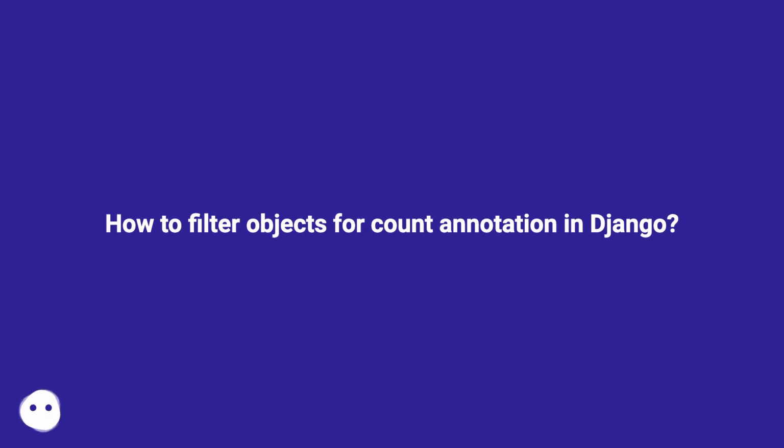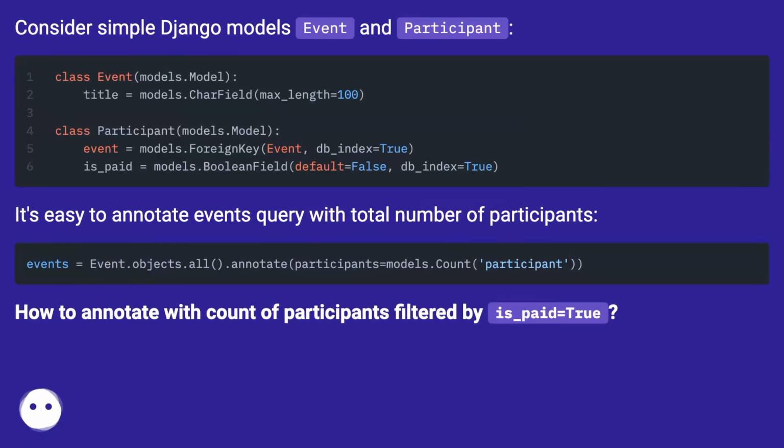How to filter objects for count annotation in Django. Consider simple Django models, event and participant. It's easy to annotate the events query with the total number of participants. How do I annotate with the count of participants filtered by is_paid equals true?